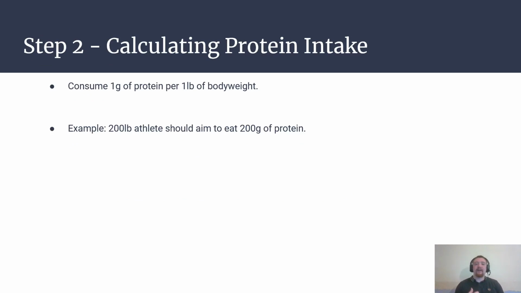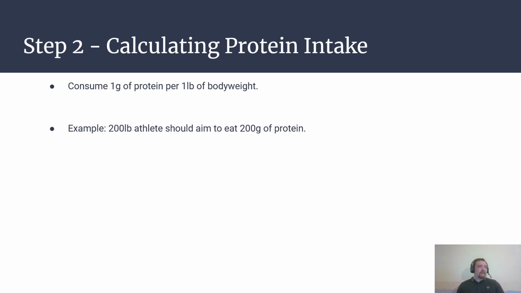Step 2 is calculating your protein intake. Now this again is quite simple. Take your body weight in pounds, and that's how many grams of protein you will consume. For example, a 200-pound athlete should aim to eat 200 grams of protein.